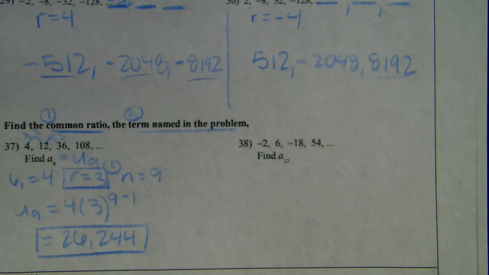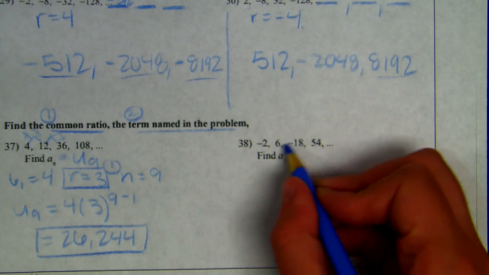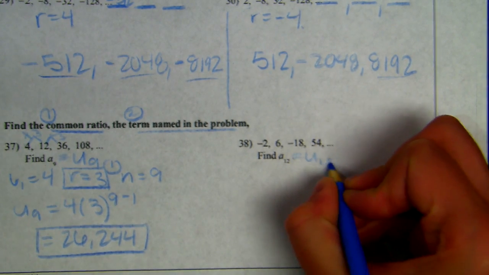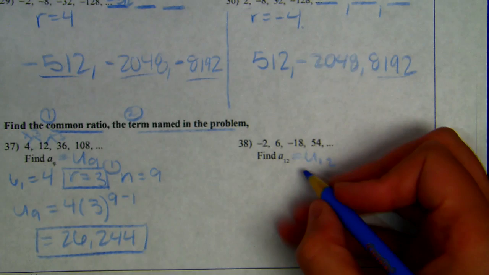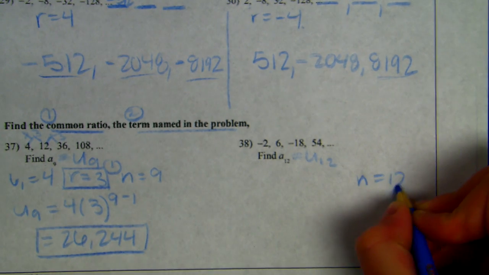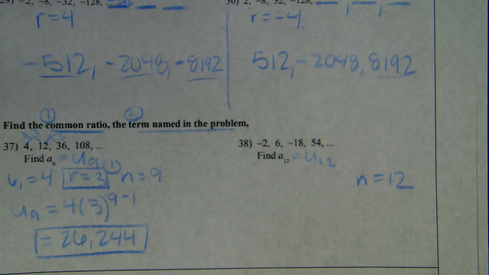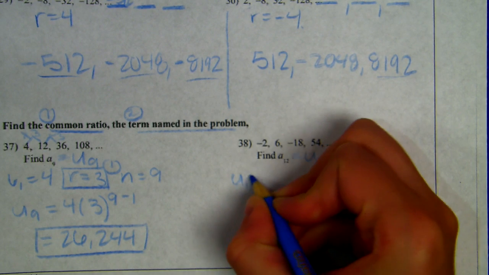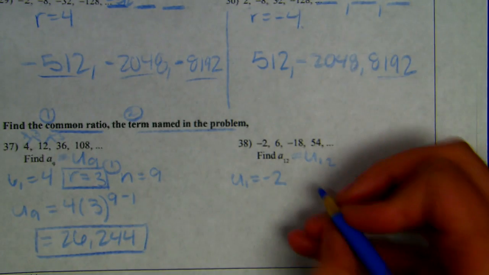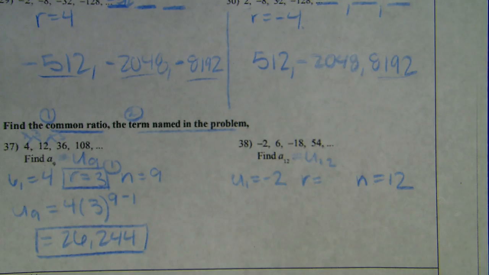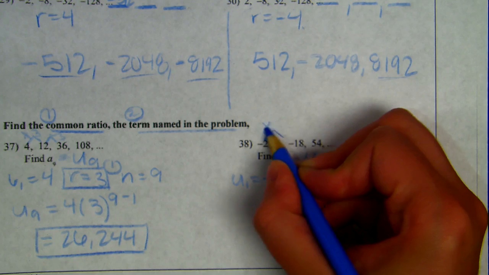Now let's look at this next one. So we have find a 12. Once again, that's the same thing as U12. So I know that my n is going to be 12 because I'm looking for the 12th term, and that is term number 12. So I'm looking for the value of the 12th term. I know that that means that the term number is 12. My first term is going to be negative 2.